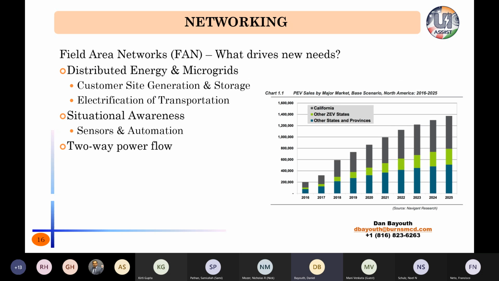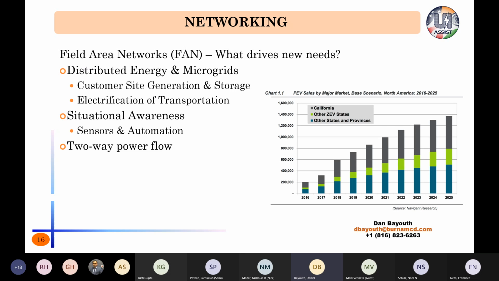So the field area network, this gets back to your question about cellular. What's driving the evolution of the field area network and distributed energy? We have DERs, microgrids, customer generation, the electrification of transportation. So we have new high demand on the distribution system that wasn't there.